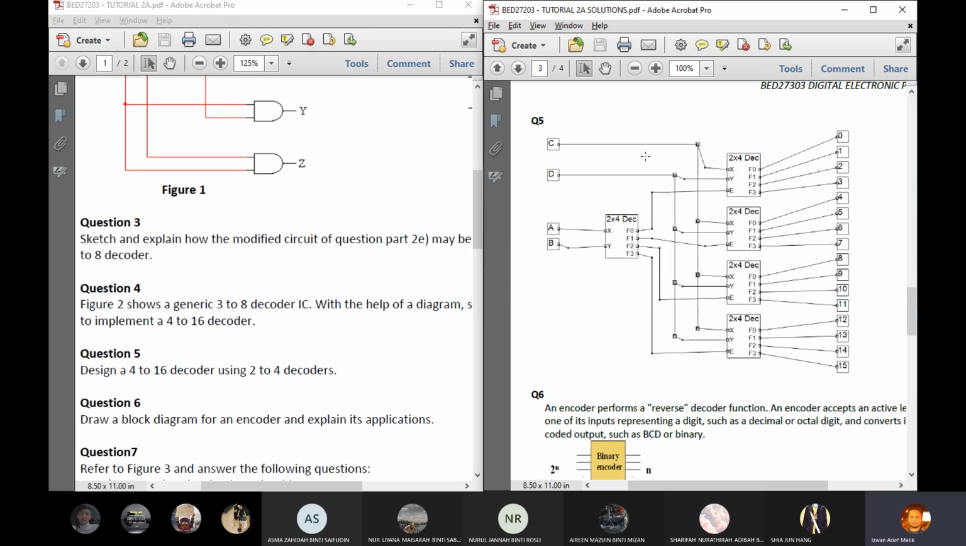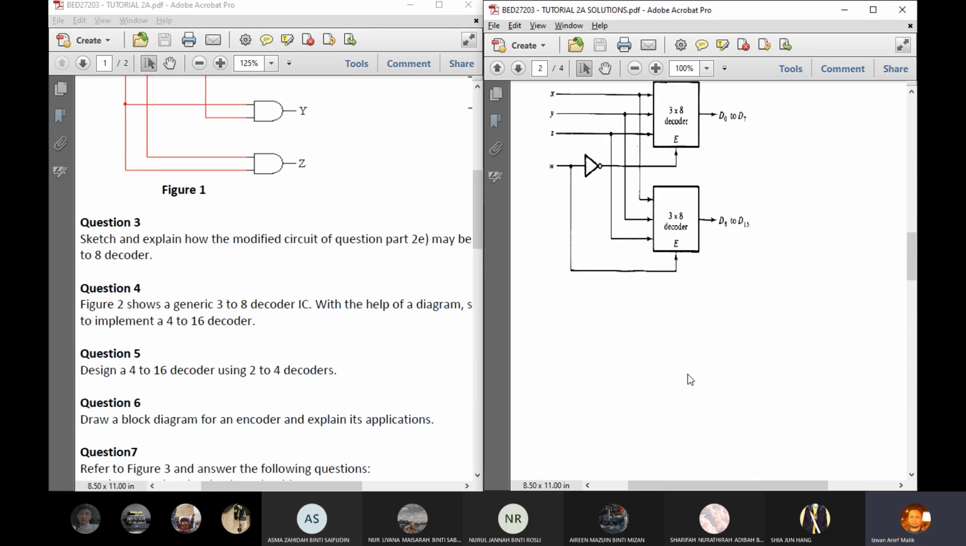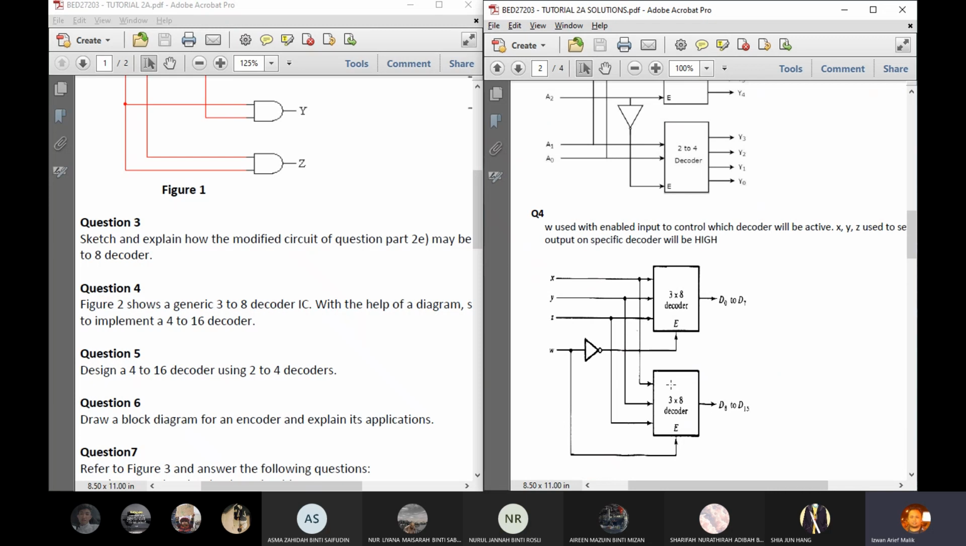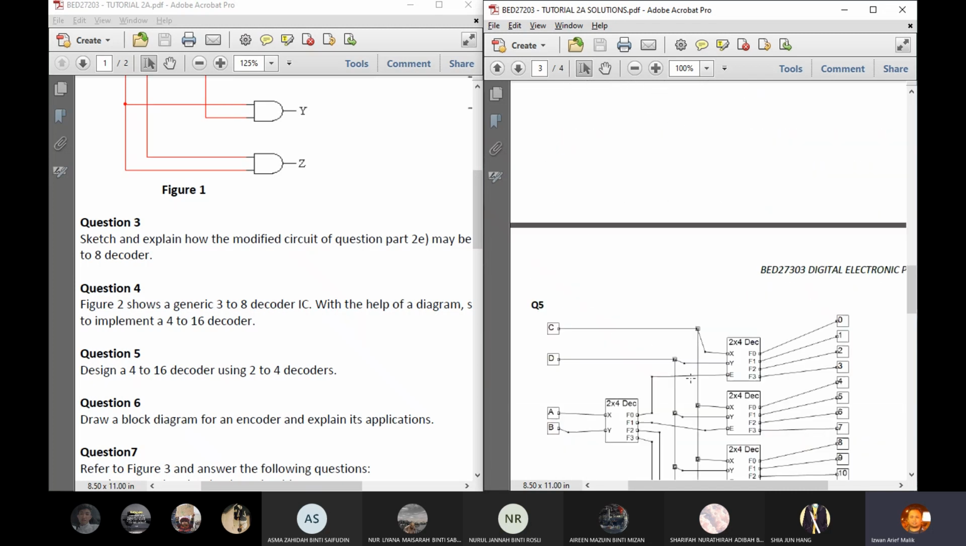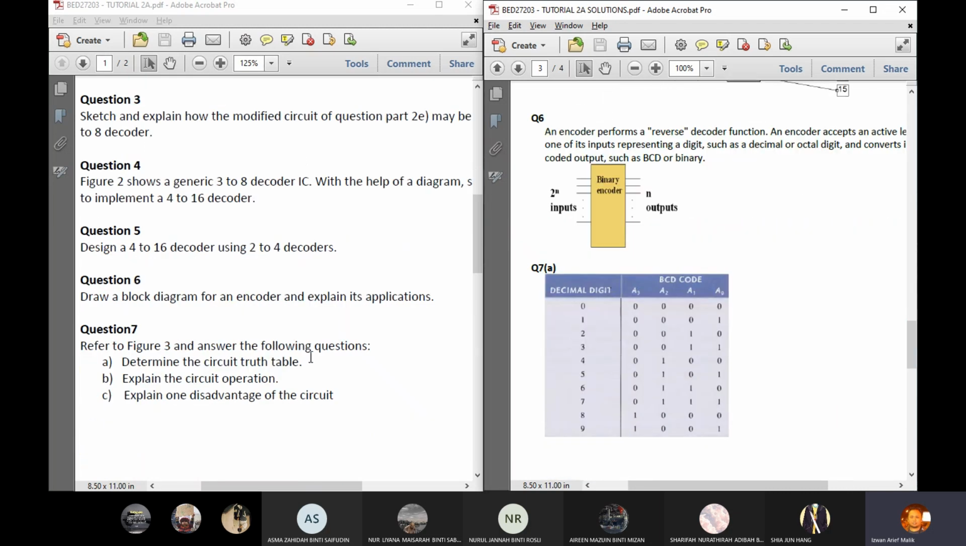So you may connect them like this, and automatically you will have your own 4 to 16 decoder. Right, it's the same like this. You have 3 to 8 but you don't have 4 to 16, so you combine two 3 to 8. You have 2 to 4 but you don't have 3 to 8, so you combine 2 units of 2 to 4, and you get 3 to 8. Okay, so that is number 5.